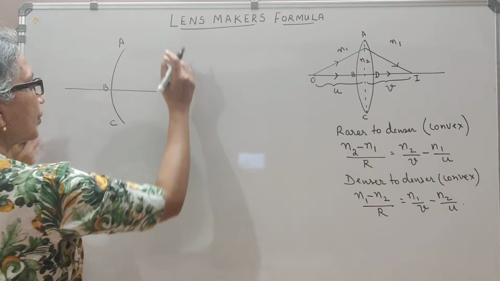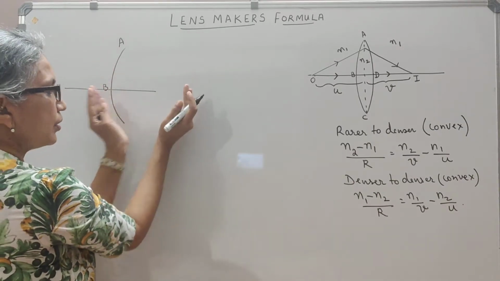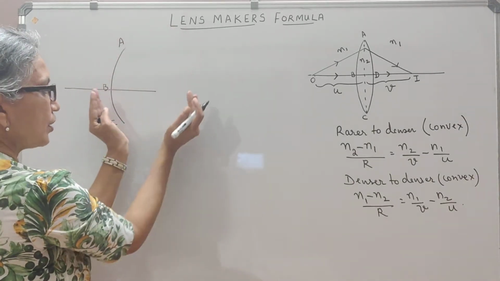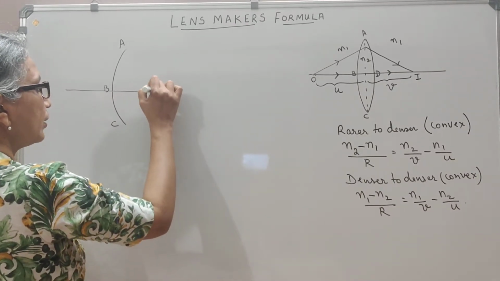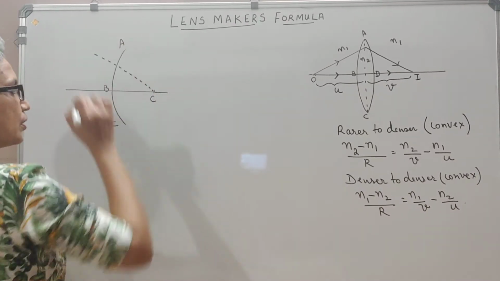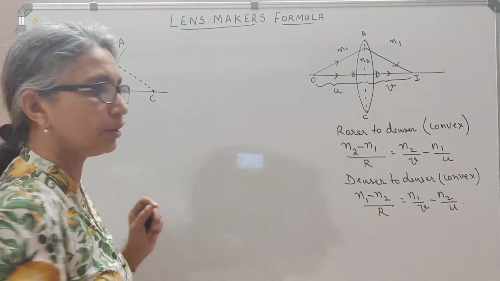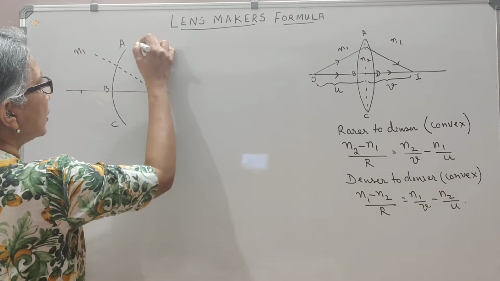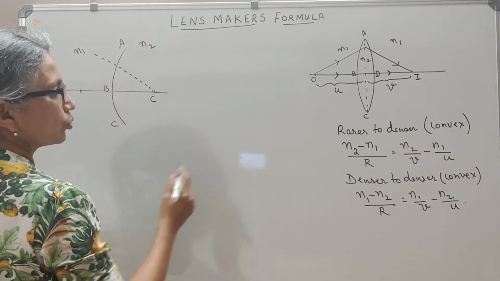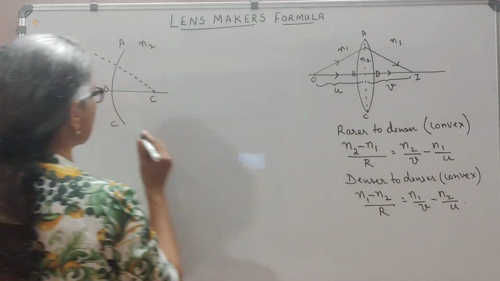Because our lens is like this, the sphere is in this manner, and we have the center of curvature here, and the line that I draw from the center of curvature, you know, is the normal. The object is on the left side here in the rarer side, N1. Inside the lens we have this as N2. So I've only taken this first part of the lens.